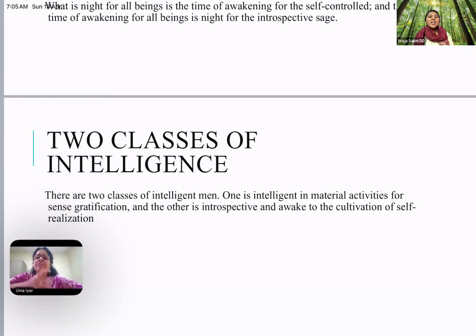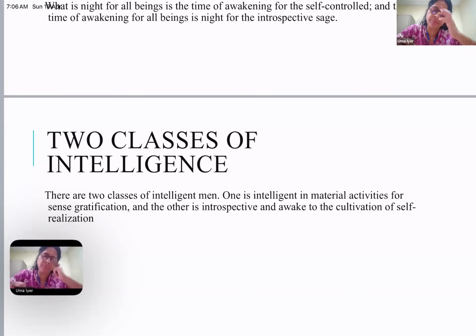Okay, Mataji. We'll go through the purport of Srila Prabhupada. There are two classes of intelligent men. One is intelligent in material activities for sense gratification, and the other is introspective and awake to the cultivation of self-realization. So this intelligence is used in material activities, and material activities means sense gratification.